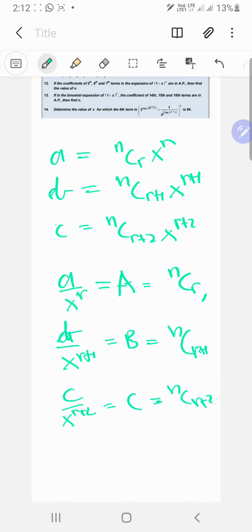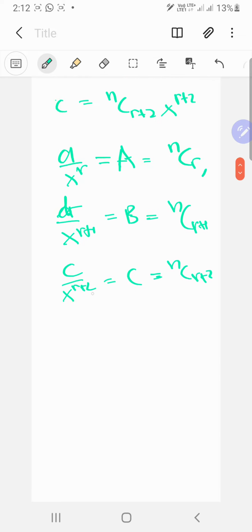And what can we do? Well, maybe we can use the following identity. You have n choose r upon n choose r minus 1. You can actually derive this easily: n factorial upon r factorial and so on, so it's going to be (n minus r plus 1) upon r. This is very easily derivable, just do some algebra. So with this identity we can tackle this problem.